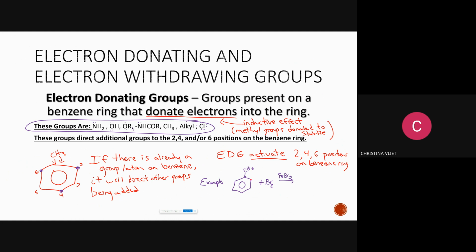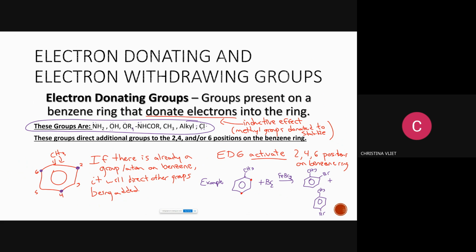It has to either go here or at the bottom. So your two answers, and you would make an equivalent amount of each, would be this, and what would the other one be? Where would I put the bromine for the second one? Put it at the bottom. 2, 4, and/or 6 positions.